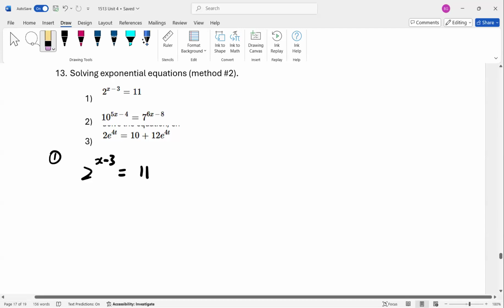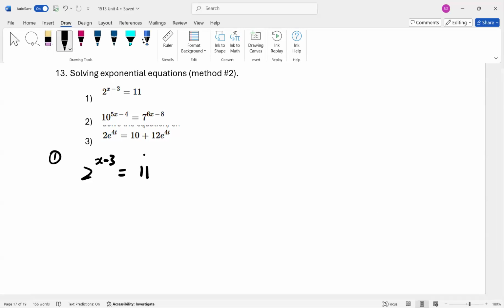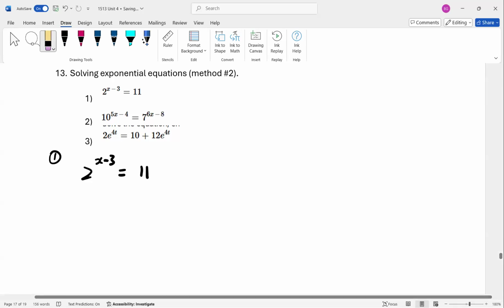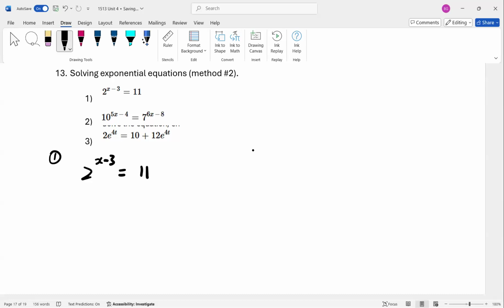If the right side is 8, of course it's different. If it's 8, then we can write 8 as 2 cubed and use the first method. However, it's not very convenient to write 11 as something with base 2. It's possible, by the way. We could, but we don't want to do that because it's not convenient. When the first method is not convenient or does not apply, we're going to use the second method. What's the second method?